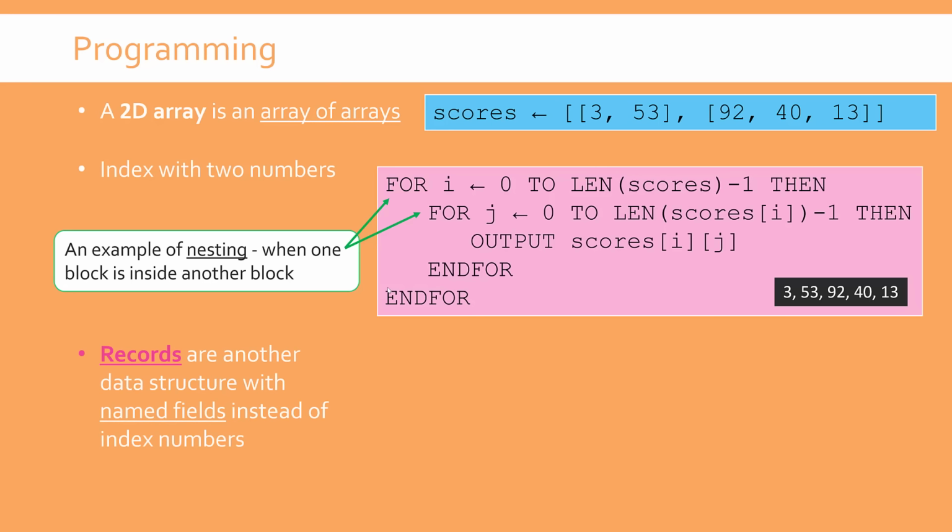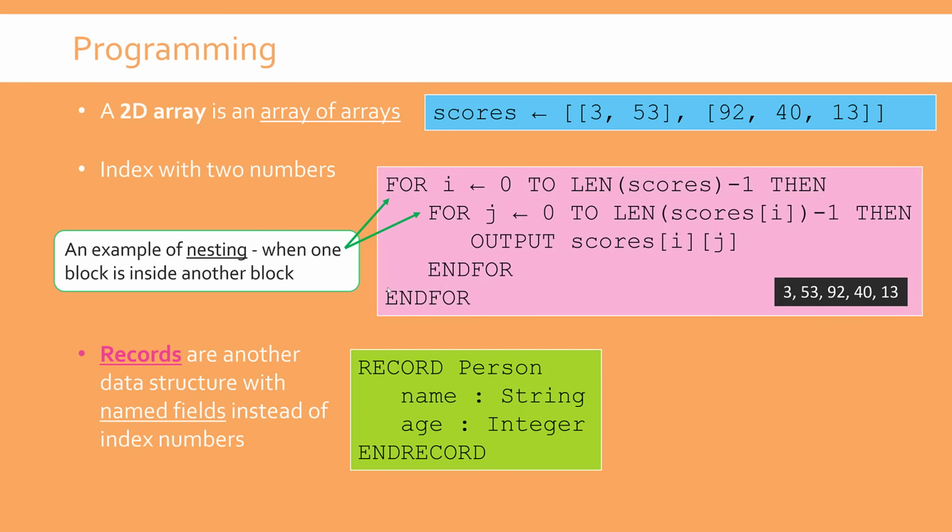The second data structure, which is less common, but just to be aware of and don't get thrown by it if you see it, are records. So a record, instead of using index numbers, will use named fields to organize the items. So here's how you might set up a record with two fields. Name is a field, age is a field, and you give it a data type in this definition.